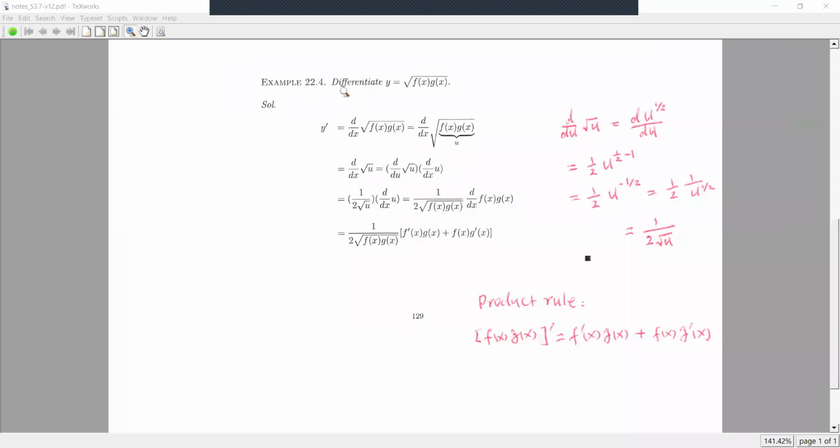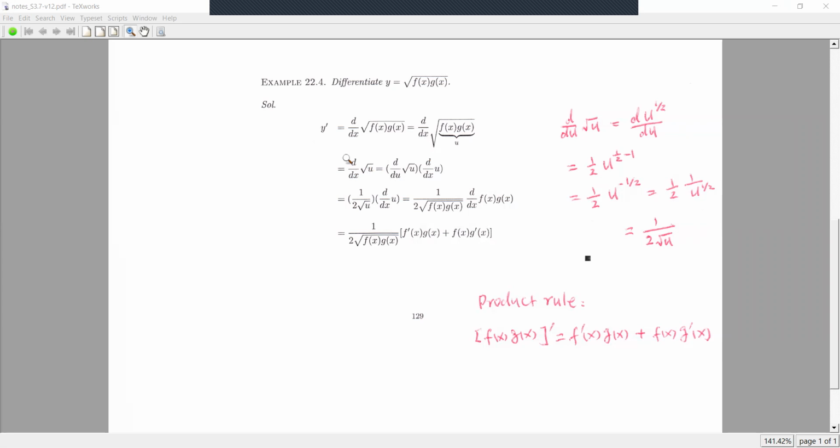Example 4. Differentiate this function. This function is a composite function. It combines the square root and f times g together. To find the derivative of this function, I use the chain rule. I let u be f times g. Then this function becomes simple, just square root of u.